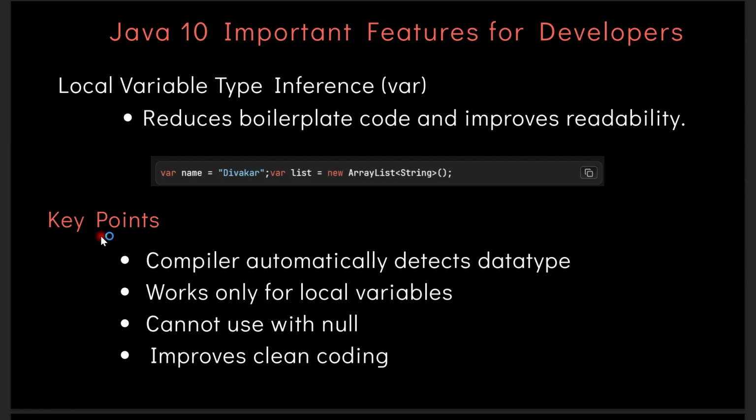That you should know, if the interviewer asks, you have to tell. So the key points are: the compiler automatically detects the data types. Whatever methods the ArrayList is providing, you can use using this list reference variable. That's what the compiler automatically detects. It works only for local variables, so it will not work for global variables. You cannot use it with null values, and it improves clean code.